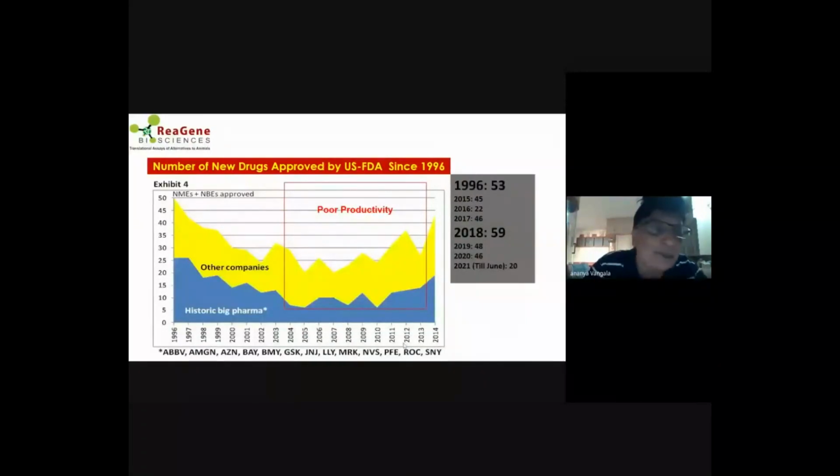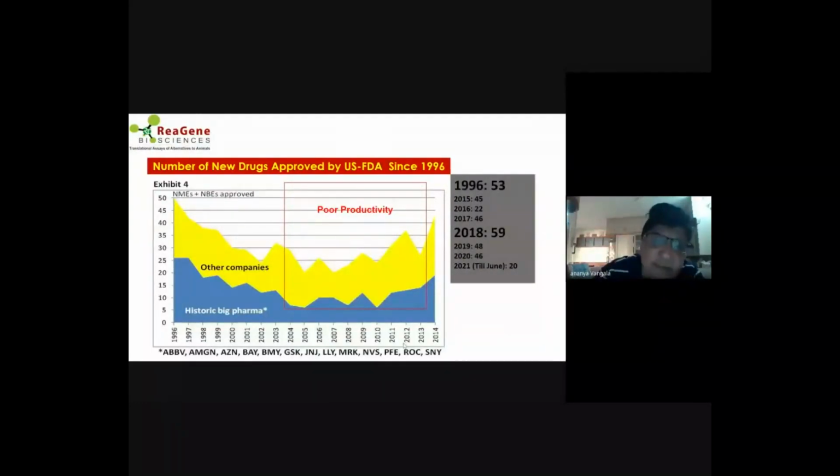So, but the problem is, we do all that. And if you look at the FDA approved drugs, I don't see much difference in how many drugs are approved by the FDA since 1996. I have the chart here. In 1996, 53 drugs were approved. But if you look until 2017, there are either 20 or 30 or 40 drugs approved.